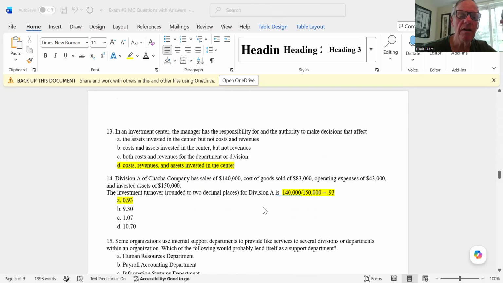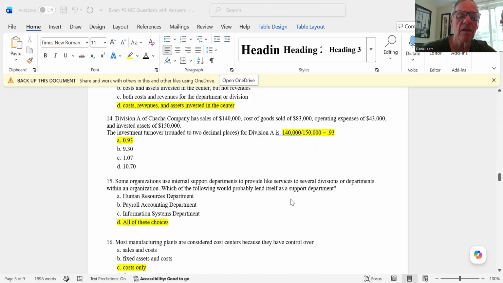Number 14. Division A of Katcha Company has sales of 140, cost of goods sold of 83, operating expenses of 43, and investment in assets of 150. Investment turnover would be the sales divided by the amount of the investment. So 140 divided by 150 gives you 0.93. So the answer there is A.